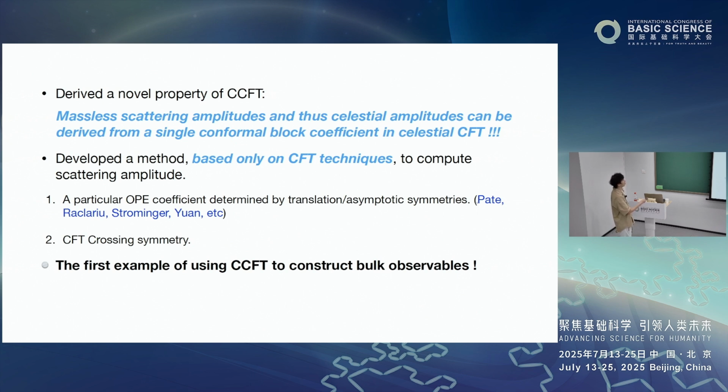Okay, so this is our method based only on CFT techniques. To compute the scattering amplitude, as we say, we first determine a particular OPE coefficient. This OPE coefficient can be determined by symmetry, by the translation symmetry or asymptotic symmetries. I mean, people already know that. This was worked out by Pate, Raclariu, and Strominger, and Yuan. And the second step, we use CFT crossing symmetry. So basically, it's the crossing symmetry for conformal correlators, not the crossing symmetry for scattering amplitudes. And using these two inputs, we can determine the full scattering amplitude. As far as I know, this is the first example of using CFT to construct physical observables. Okay, so now let me show you some examples.